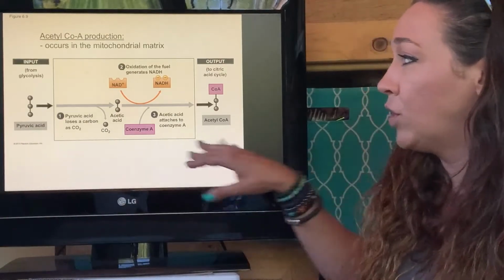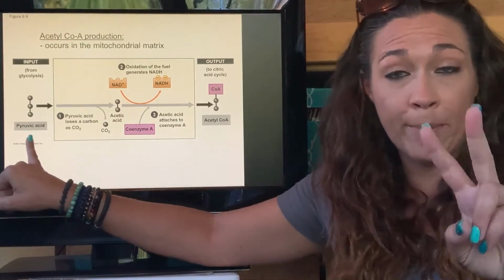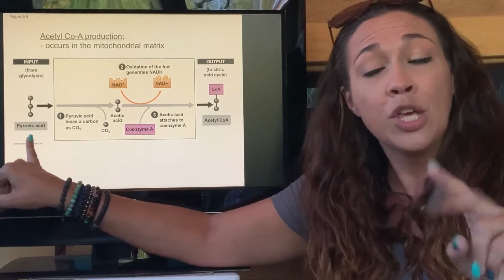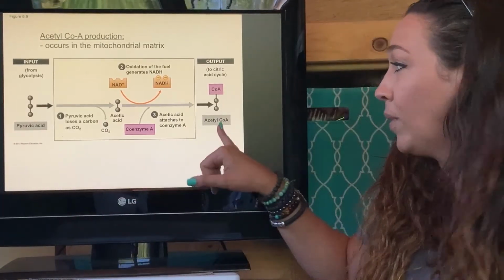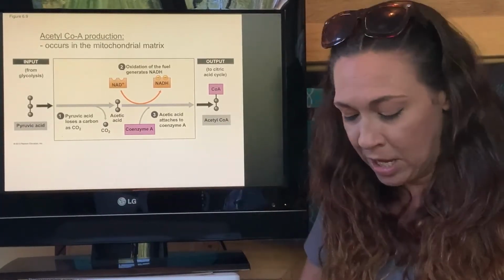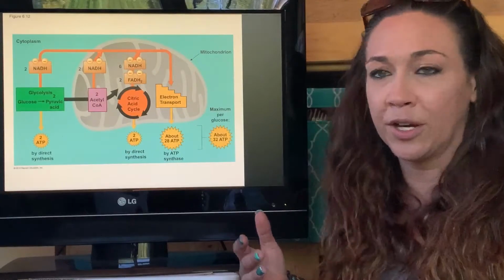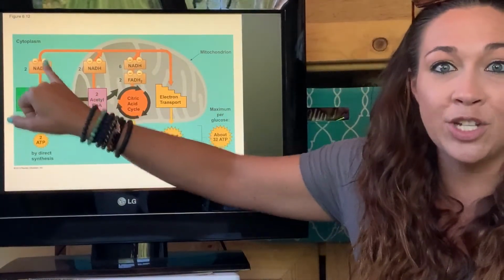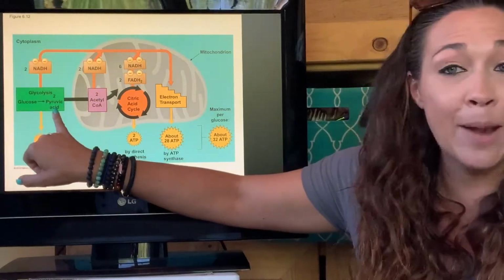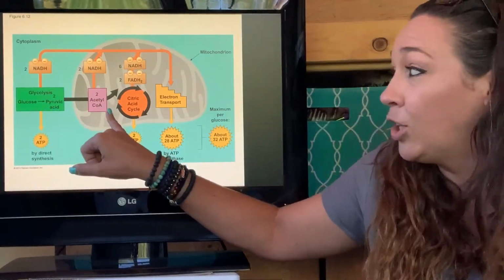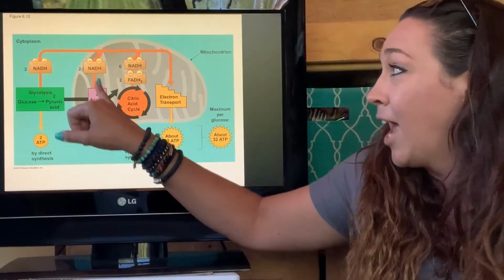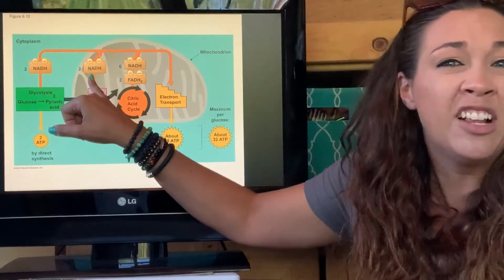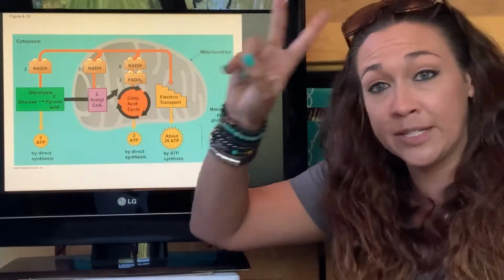Now, I've only shown you this for one pyruvic acid, but remember in glycolysis we made 2. So really this step would happen twice and we would end up with 2 acetyl-CoAs. So that's exactly what we saw in this picture here, right? 1 glucose gives us 2 pyruvic acid, NADH, and ATP. Then that pyruvic acid turns into acetyl-CoA, right? And produces NADH and a little bit of CO2. Okay, so that's step 2.